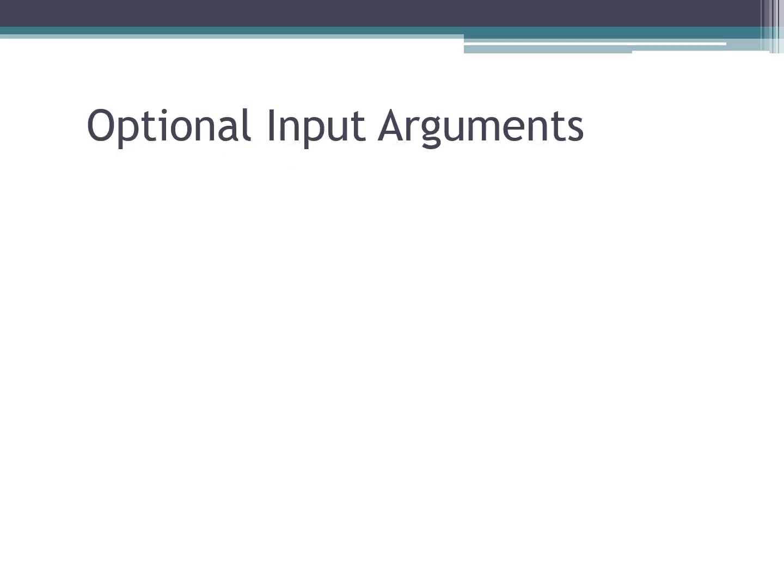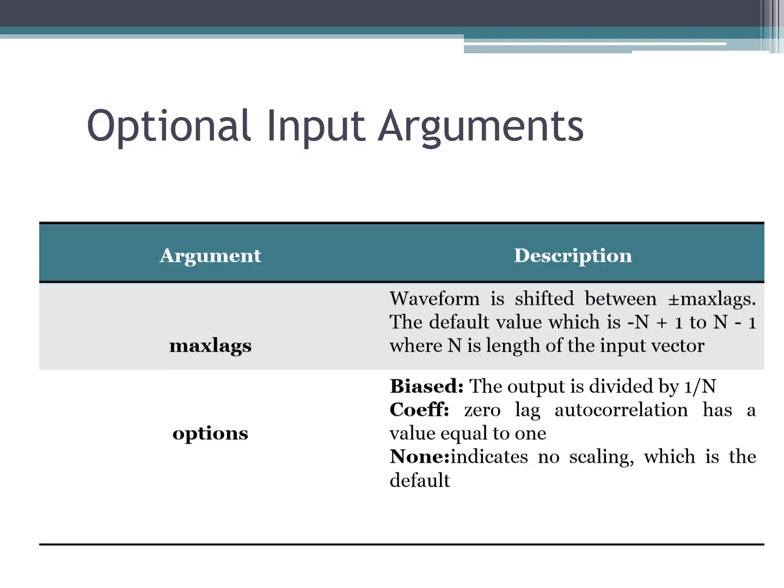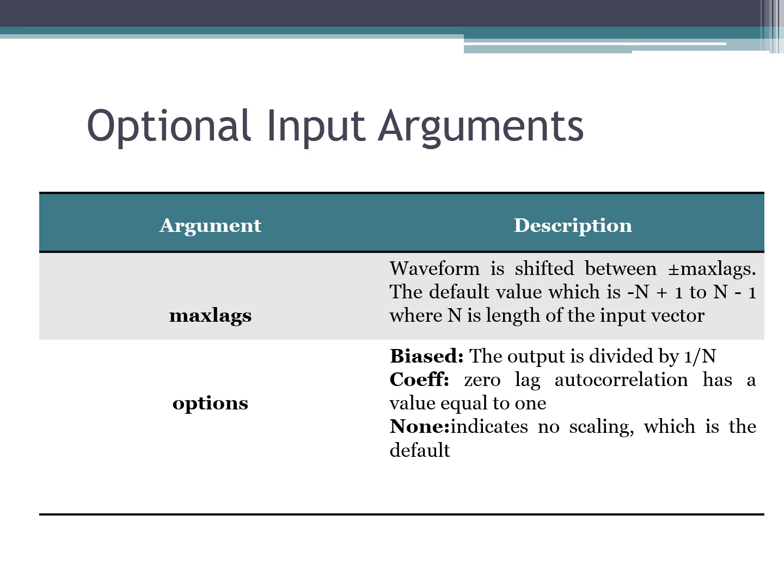Now there are some input arguments. These are optional input arguments of the Xcorr function. These input arguments are maxlag and options. Maxlag actually specifies the shifting range.